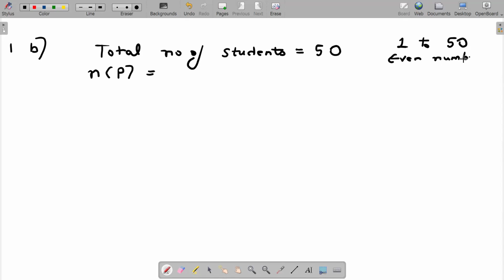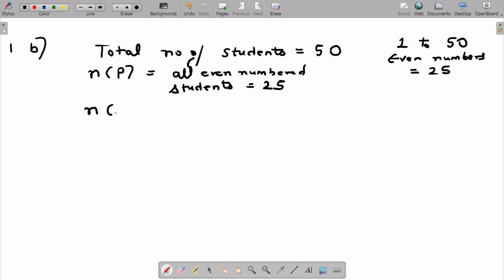25. Even numbers are 25. See, 2, 4, 6, 8, count till 48 and 50 as the last even number. You have 25 even numbers from 1 to 50. So the number of students who are studying physics is 25. And those whose numbers are divisible by 5. I can first of all write here which are all even numbered students, which are 25.